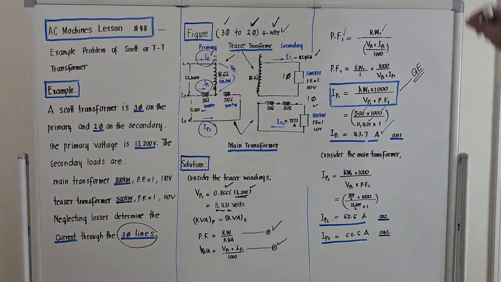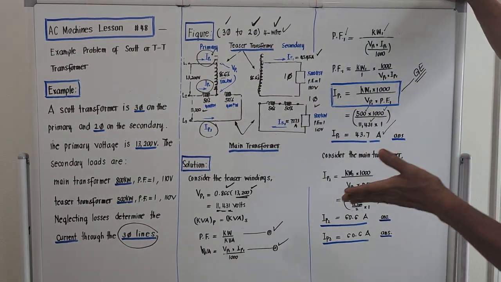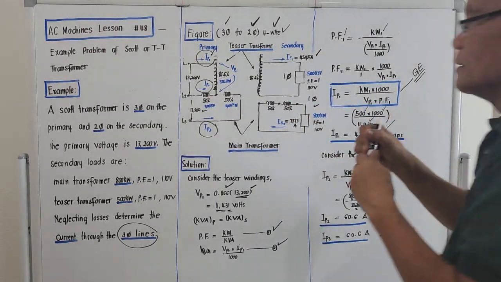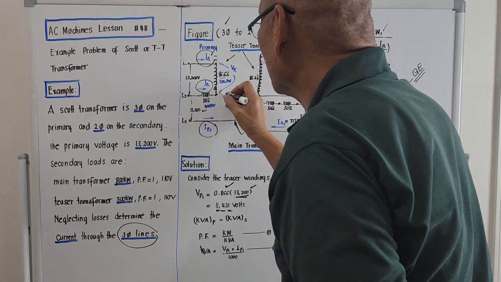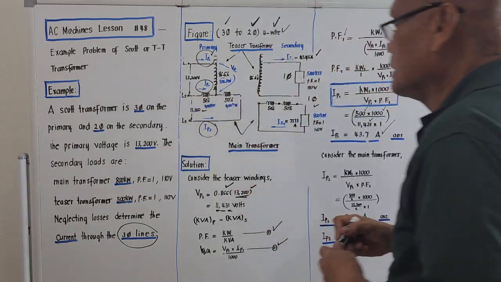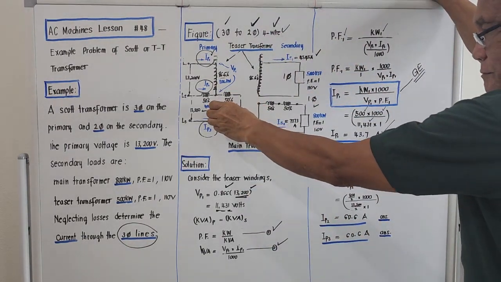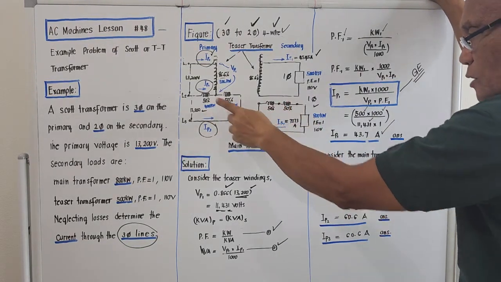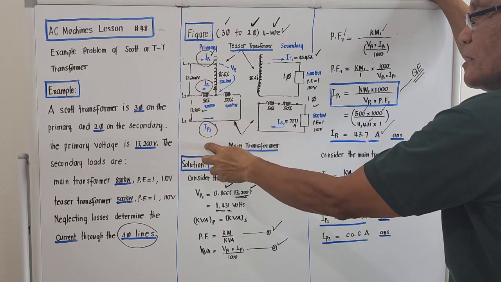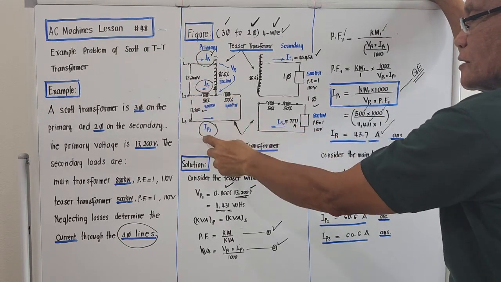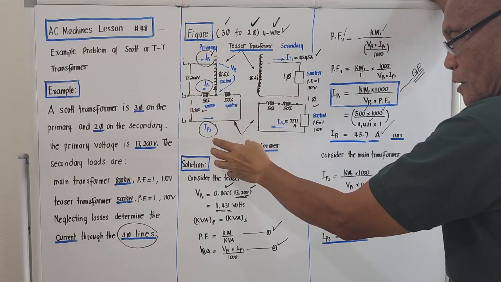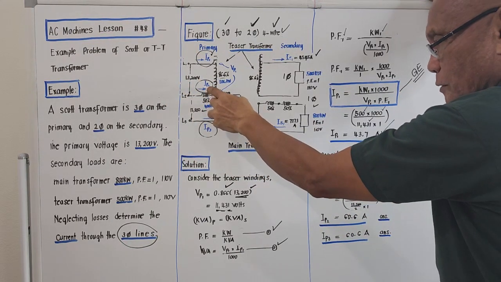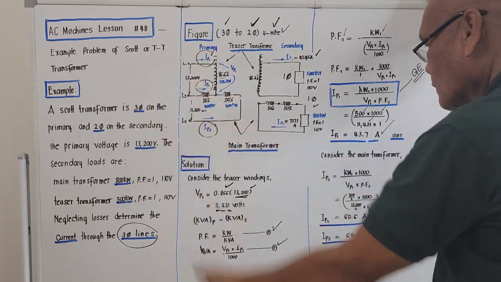The main transformer is actually the part of the transformer that has a 50% tapping. This is the primary side. This is the secondary side. And the problem is asking what will be this current here and this current. This current here and this current are actually equal. So to compute for their values, we'll just need to compute for the value of one, then we equate it because they are equal.